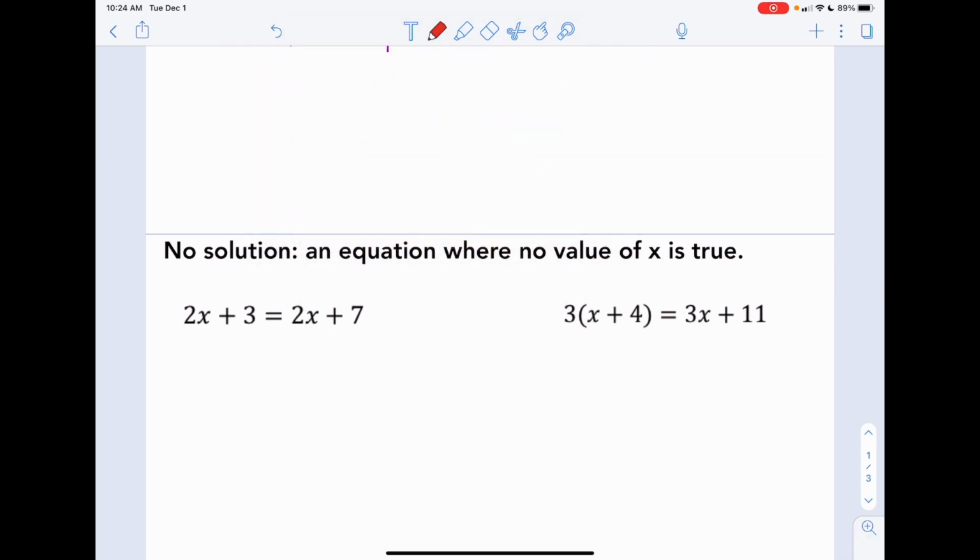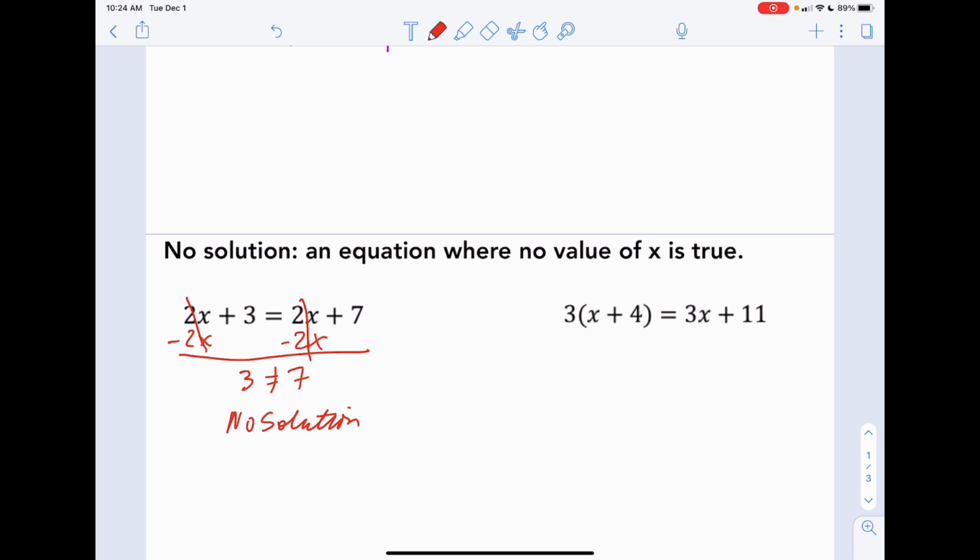And let's look at examples here. 2x plus 3 equals 2x plus 7. If we try to solve for x, we want to combine. There's nothing to combine. Then we try to consolidate. So let's subtract 2x from both sides. And we get that 2x cancels on both sides. So now we have 3 equals 7, which is not true. And so when we get an equation where we get a false statement, that means we have a no solution equation.